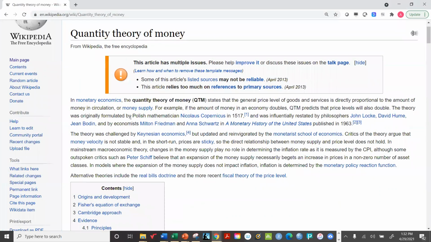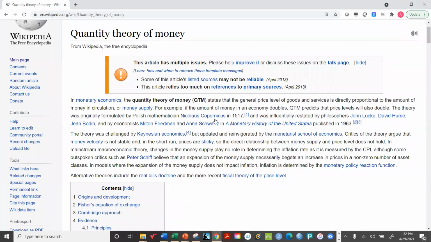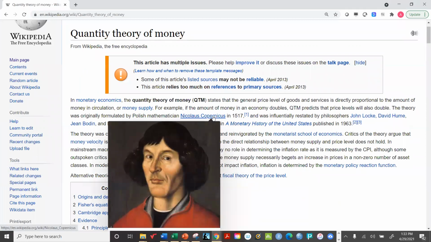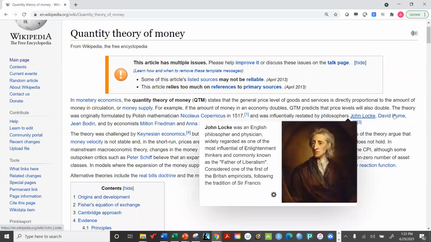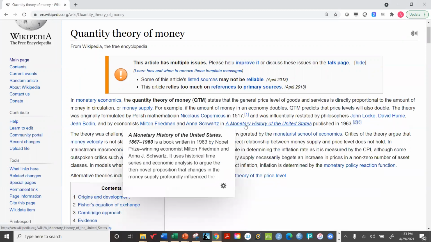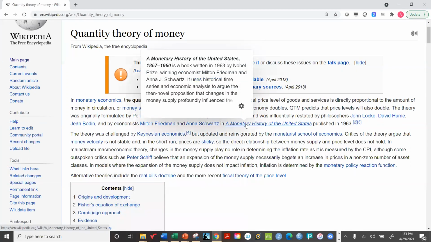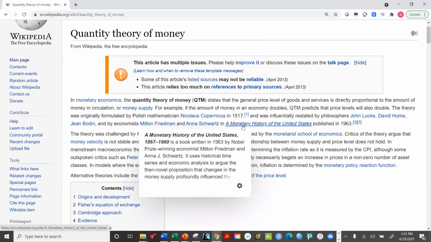Here we go. The theory, oh my God, it was originally formulated by the Polish mathematician Nicholas Copernicus, who you probably know better as an astronomer. And it was influentially restated by philosophers John Locke, David Hume, and Jean Bodin, and later on by Milton Friedman and Anna Schwartz when they wrote the Monetary History of the United States from 1867 to 1960, which is a very intense study of the history of money in the United States going back to the Civil War.